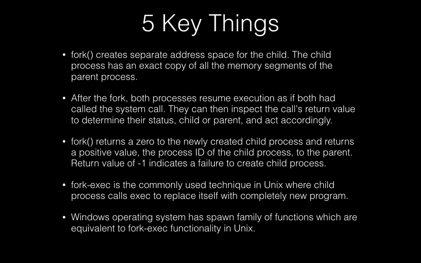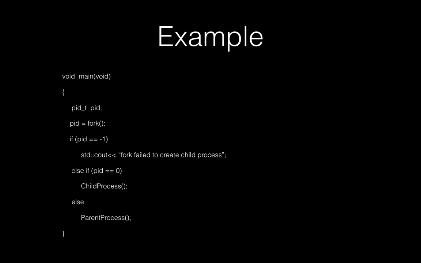Now let's see a simple example to wind up this small video. In your main, when you call fork, it returns a process ID, which is PID. If the return value is -1, then you can say fork has failed to create a child process. If the PID is 0, then you are in the child process, and you can call the appropriate function. Otherwise you would be in the parent process, that is the same process which has called fork. So this is a simple example to demonstrate fork.